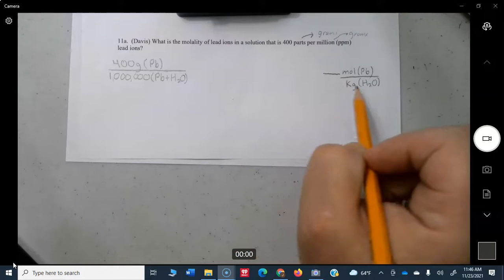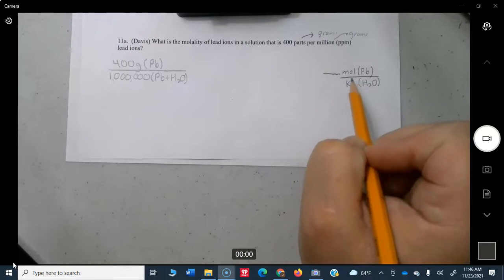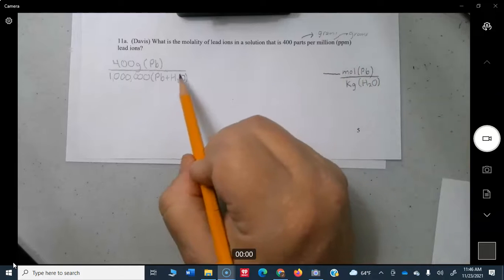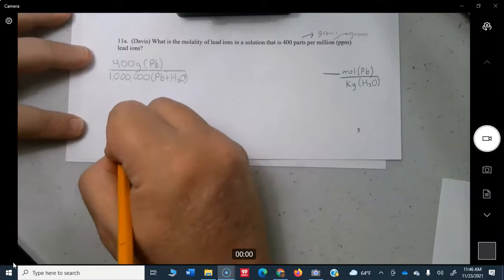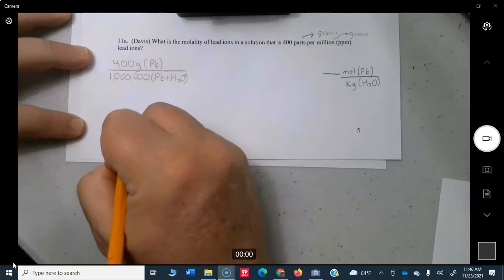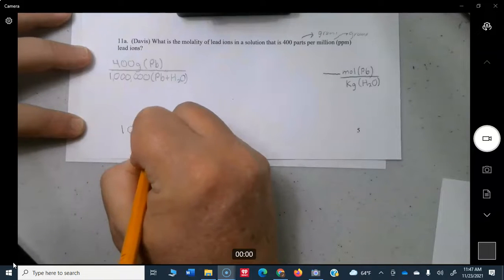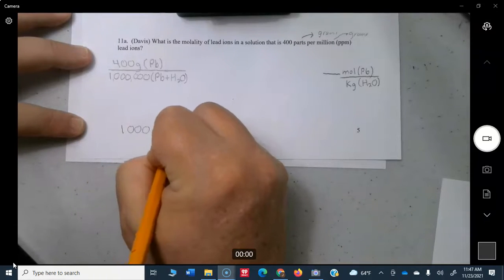So we eventually need to get it into just kilograms of H2O. So we're going to have to separate these two. The first thing you do in this problem is you come down here and you do a subtraction problem. It's a little unusual in these problems to see subtractions and additions, but they happen sometimes.